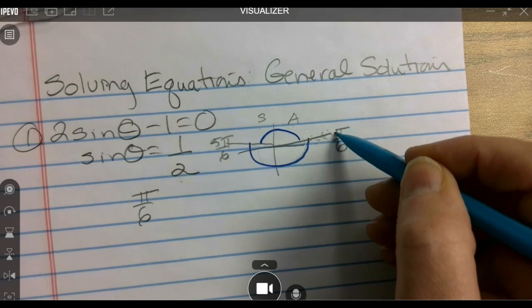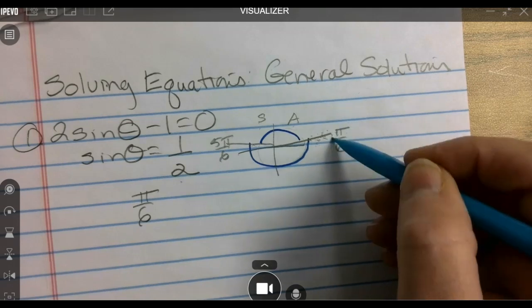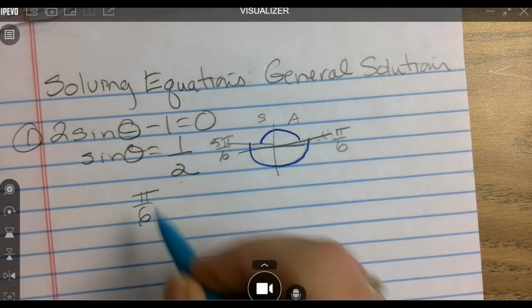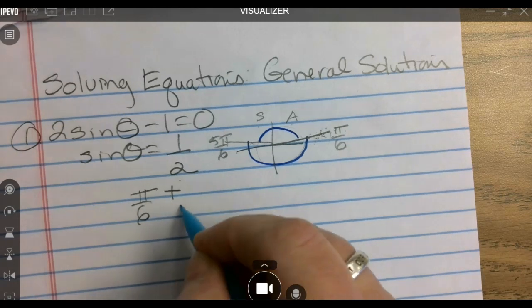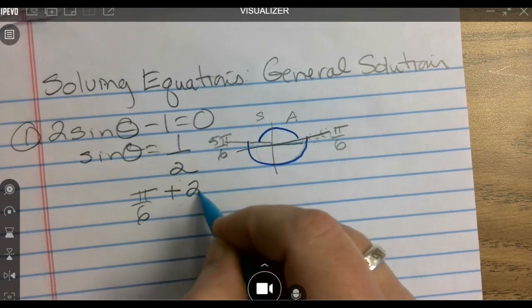So how do I do that? How far around is it? 2 pi. So I can say plus, I can say minus, 2 pi k.